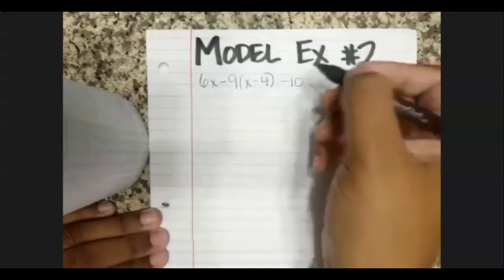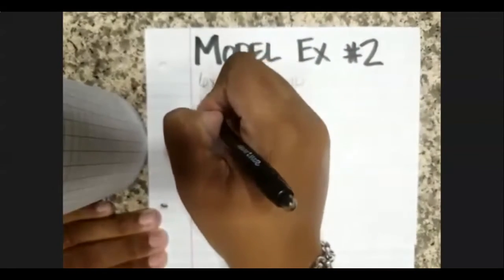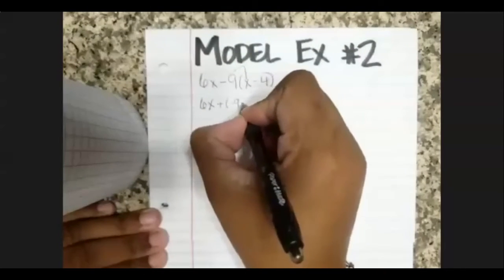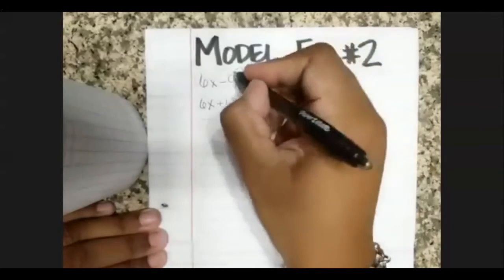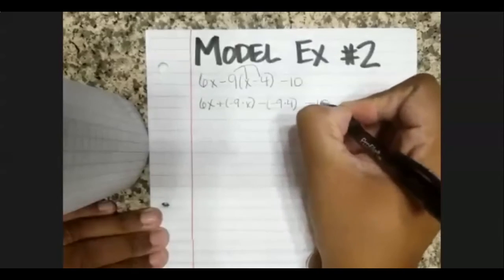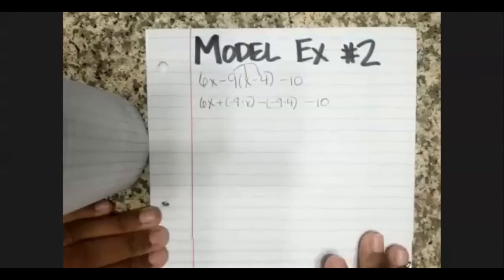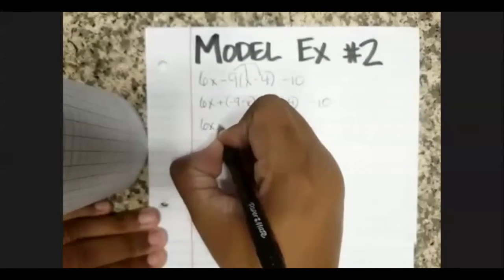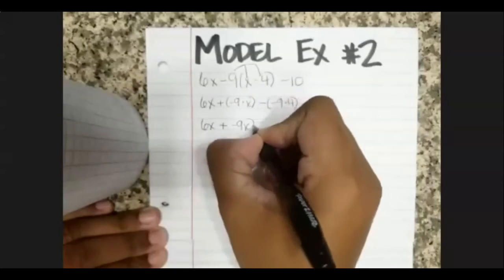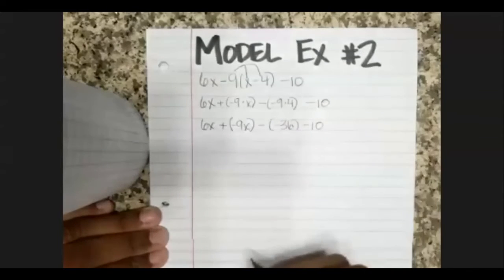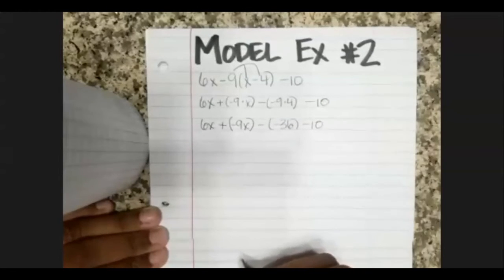So just like our model example number 1, just like our notes and our steps from yesterday, we're going to distribute first the negative 9. And then from here on down, we're going to just simplify. And you'll notice that when you simplify, another important key piece here is that your expression should get a lot less complex. It should get simpler.